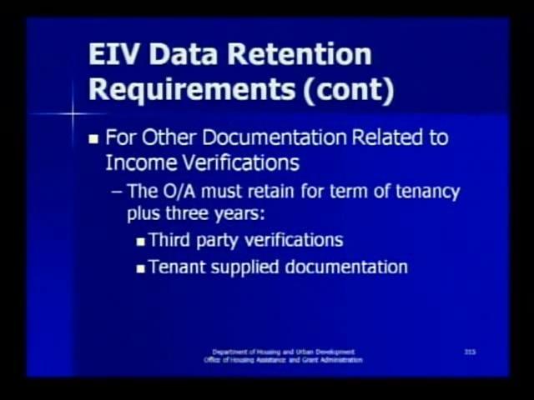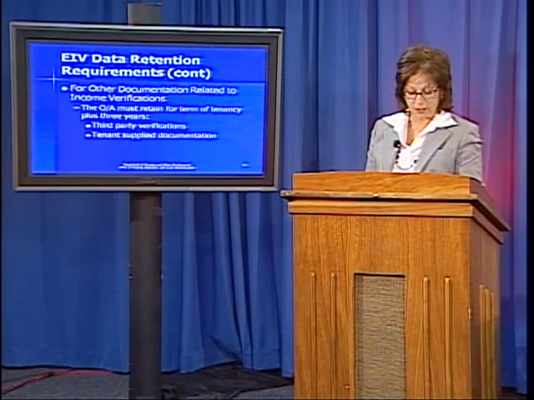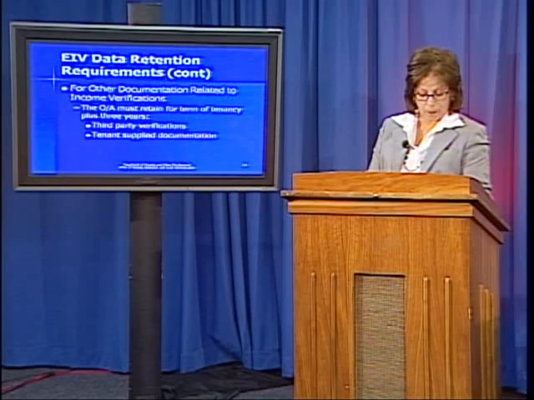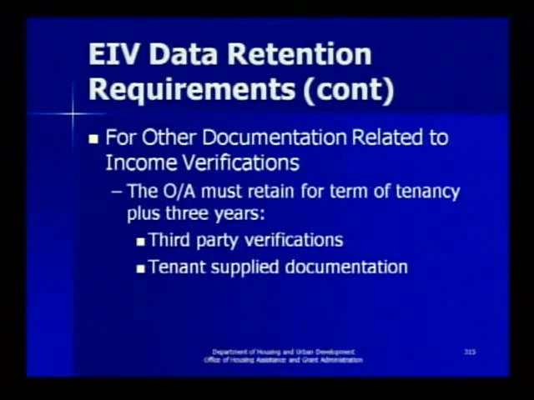Not only the income data needs to be retained, remember also you're going to need to retain all of the documentation from EIV that substantiates your third-party requirements to your verifications. That's part of your tenant files. Those are now part of your recertification documents. Again, that's term of tenancy plus 3 years. And that, of course, is along with your tenant supplied documentation, such as pay stubs.